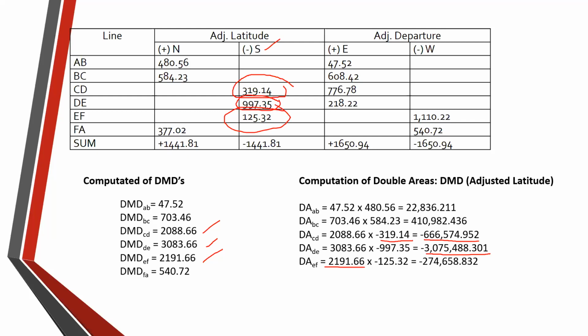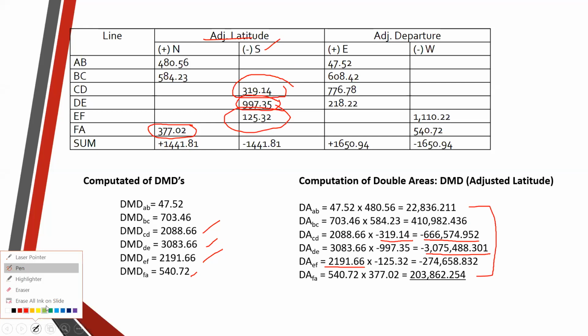Okay? Next is the double area of the FA. That is equal to, positive what we got, right? Positive 540.72 times positive 377.02 for your latitude. And that is equal to 203,862.254. And to get our double area, we will just do an algebraic summation. So we just add these. Kindly add these five. How many are there? Please add.